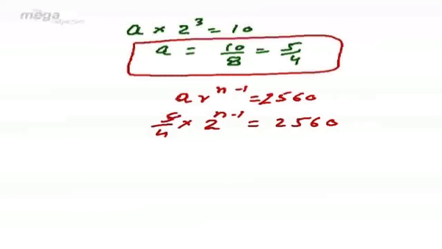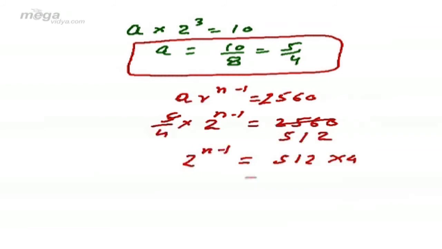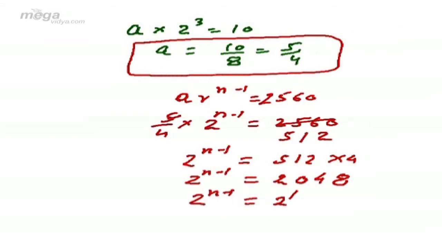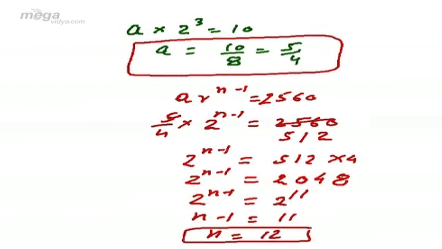This will be cancelled by this 512. It means 2 to the power n minus 1 is equal to 512 into 4. It is 2048. That is 2 to the power n minus 1. It means 2 to the power n minus 1 is equal to 2 to the power 11. Then n minus 1 is equal to 11. Then we get n is equal to 12. This is the method to find the first term and the number of terms in GP.